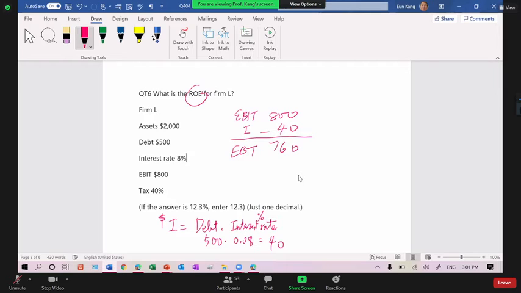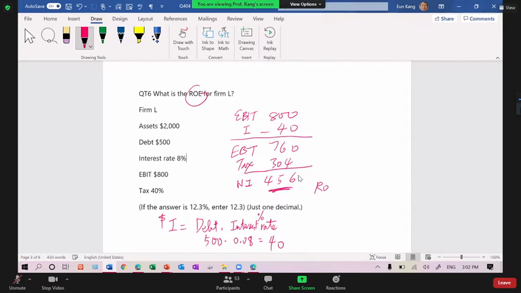760, and tax 40%. So 760 times 0.4, 304, right? Then you have what? 456. That is net income.